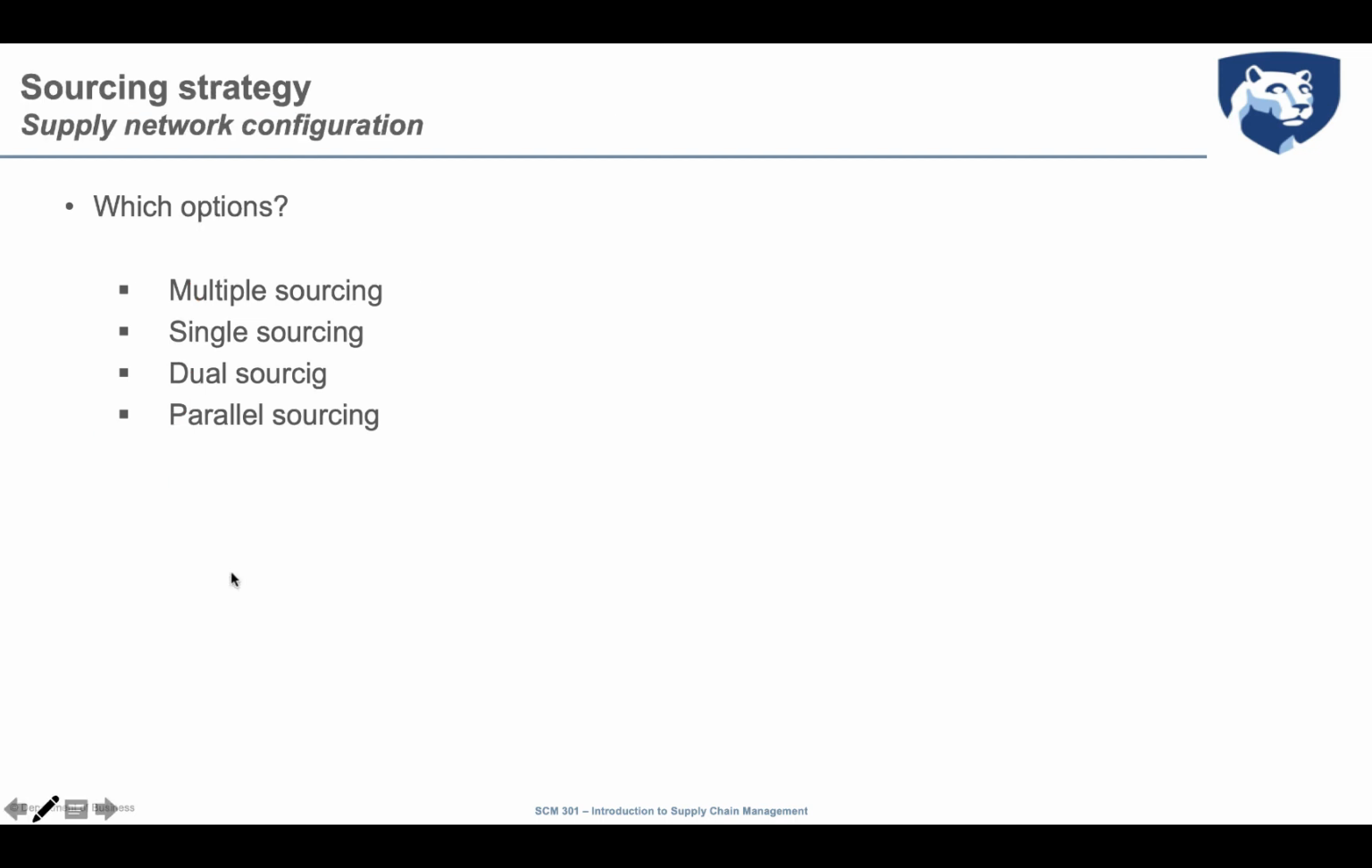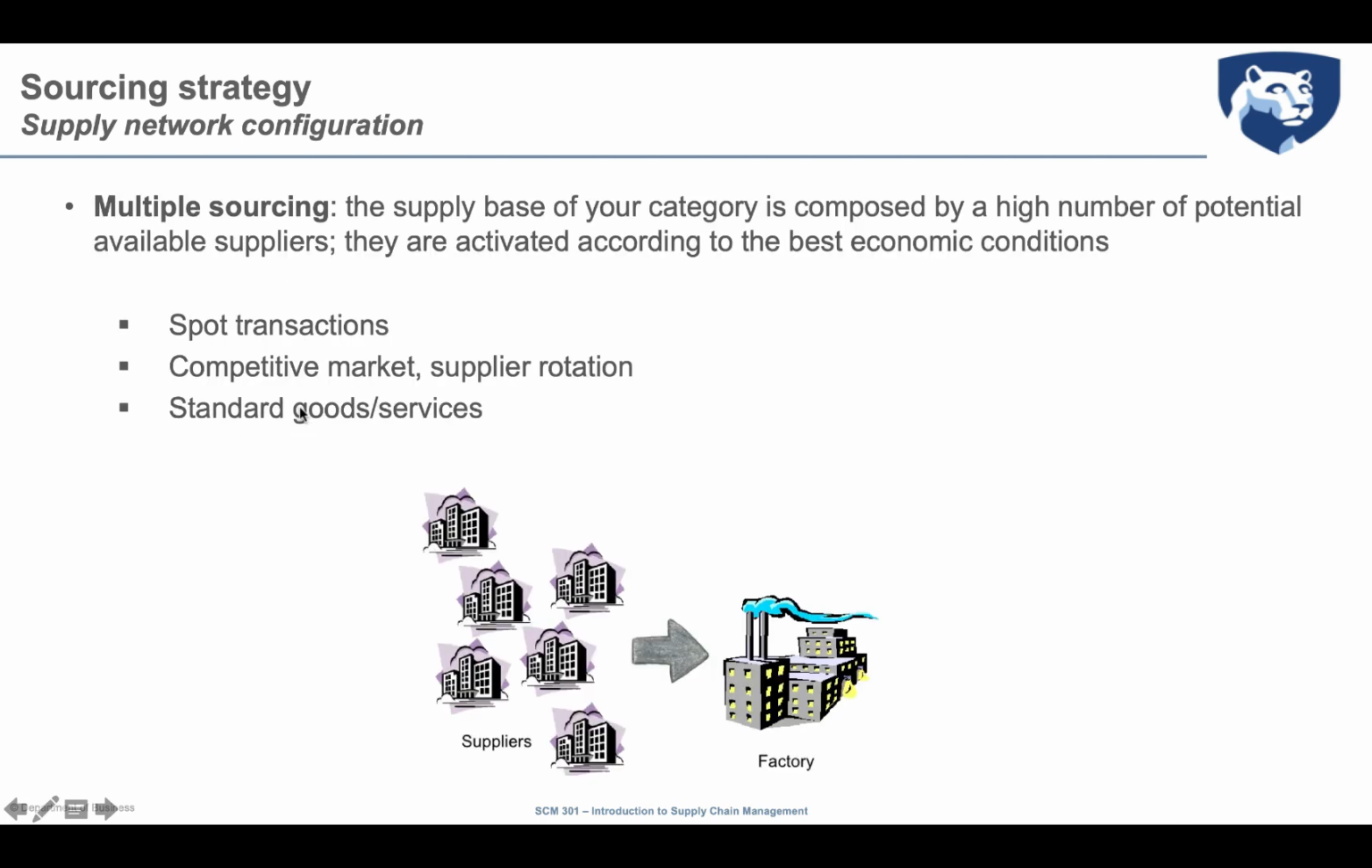Supply network configuration, which are our options? Multiple sourcing, single sourcing, dual sourcing, and parallel sourcing. For multiple sourcing, basically the supply base is composed of a high number, remember, high number of potential suppliers, which are activated according to the best economic conditions. So it means that I need a purchase of something, and I have a pool of potential available suppliers that I can reach. I issue a request to these suppliers, and I pick the supplier who is able to make me the best economic offer, realizing those spot transactions, which happen every time I select a specific supplier.